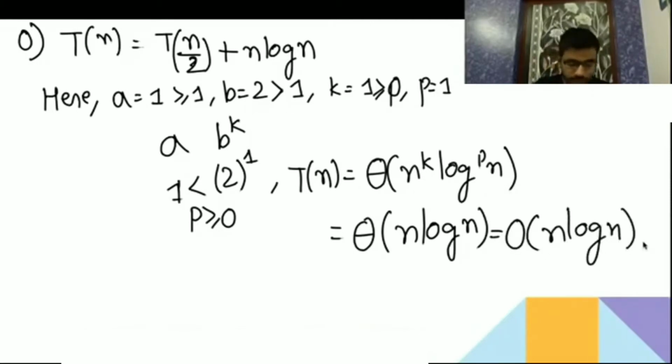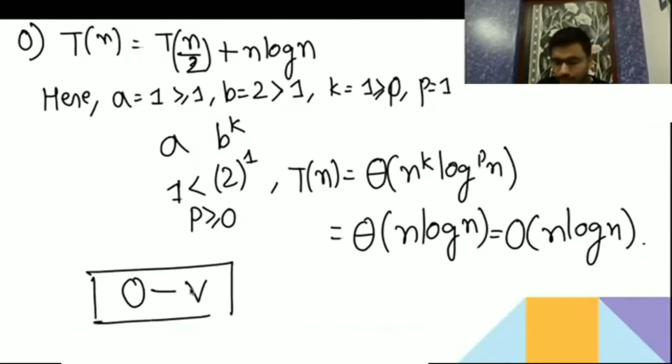So O is equal to p. Okay, O is equal to b. So by these three only you can choose the option.